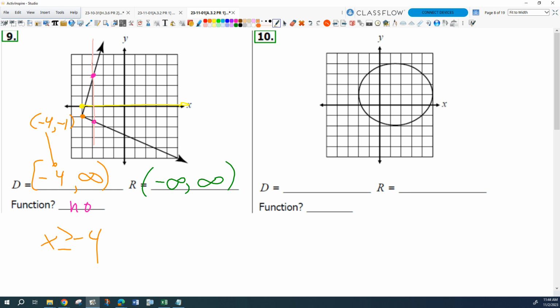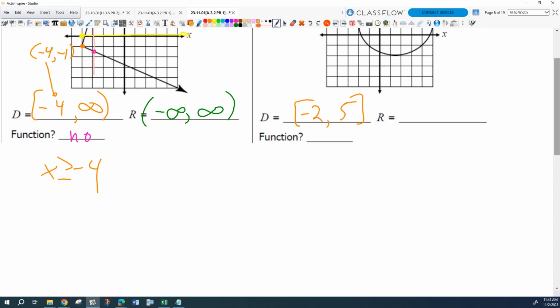What's my domain? -2 is my bottom limit because the coordinates there are -2, 1. What's the upper x value? 5. Yeah, because the coordinates are 5, 1. So I go -2 to 5, parentheses or brackets? Brackets, because those are values on the graph, right? The ant could stand at that x coordinate or that one, okay? How would I say that using inequalities? X is what?